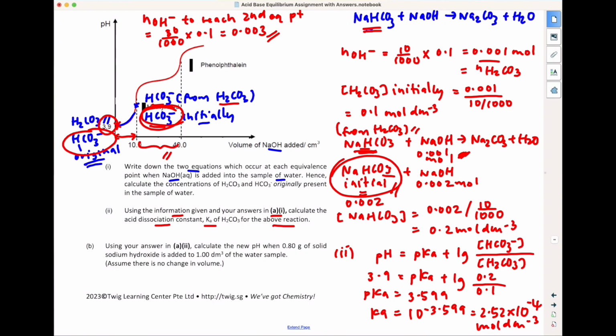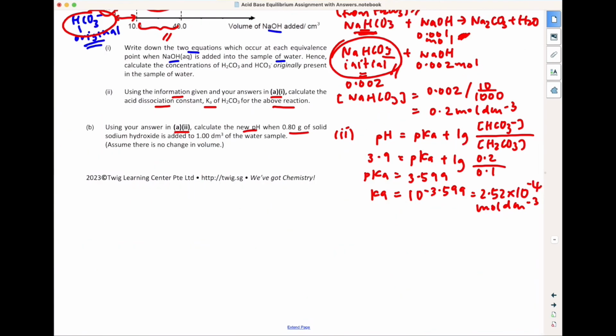Last part. Using your answer in A part 2, this is the buffer. Calculate the new pH when so much sodium hydroxide is added. The first thing you need to do is write the equation. OH minus being a base will react with H2CO3, and you form HCO3 minus plus water. That's what happens when you add OH minus into the buffer. So I'm going to put initial, change, final, all in terms of moles per dm cube, because there's no change in volume; this is a solid.